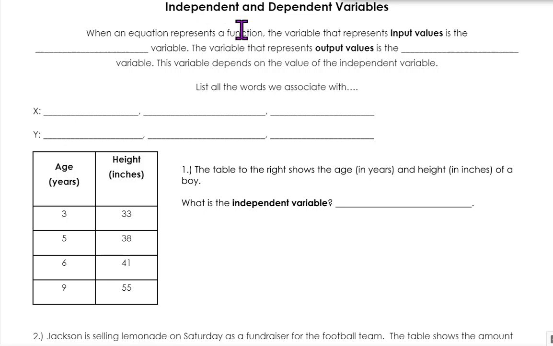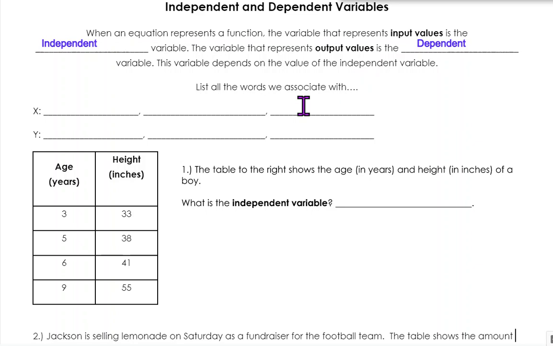Okay, when an equation represents a function, the variable that represents the input values is the independent variable. Input, independent. Okay? The variable that represents the output values is the dependent variable. This variable depends on the value of the independent variable. So the dependent variable depends on the independent variable. Okay? All right, so let's think back to when we first learned these vocab words.